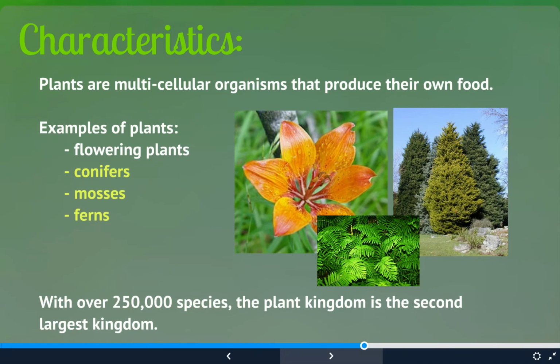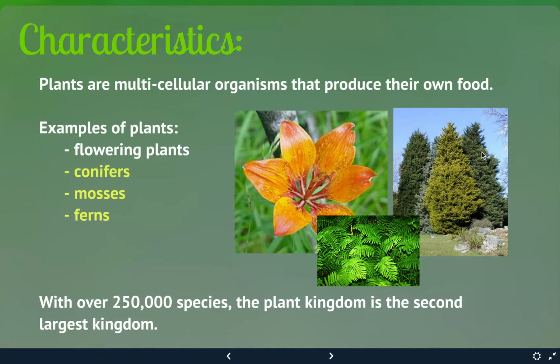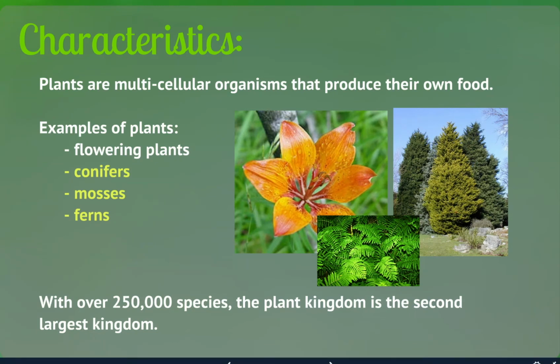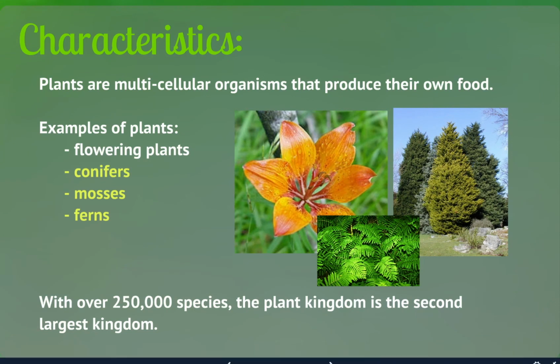Examples of plants are flowering plants, plants that give flowers, conifers, plants that let go of cones like pine cones or evergreens, mosses, which are the things that you can slip on that are really close to the water because they don't have a lot of roots or any roots, they're non-vascular, and ferns. With over 250,000 species, the plant kingdom is the second largest kingdom of the 6 kingdoms.